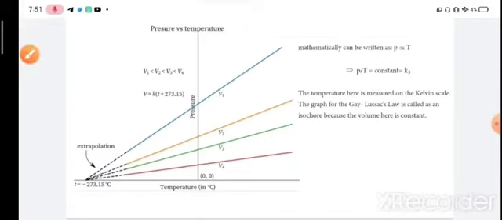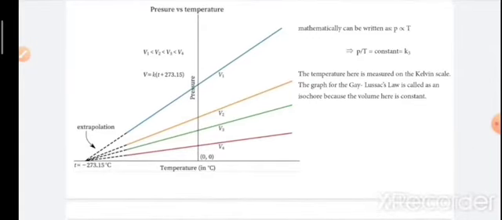Here the temperature is also given in degrees Celsius, so we have to start the straight line at the negative side, at minus 273.15 degrees Celsius, right?